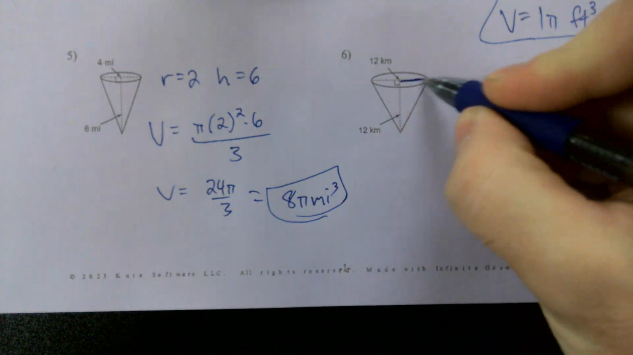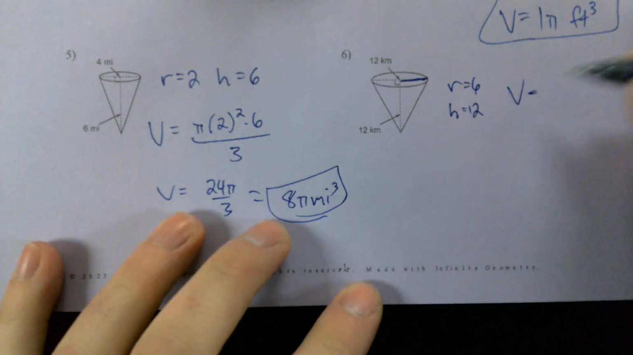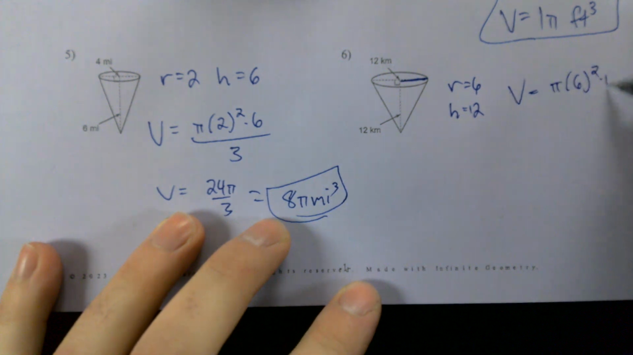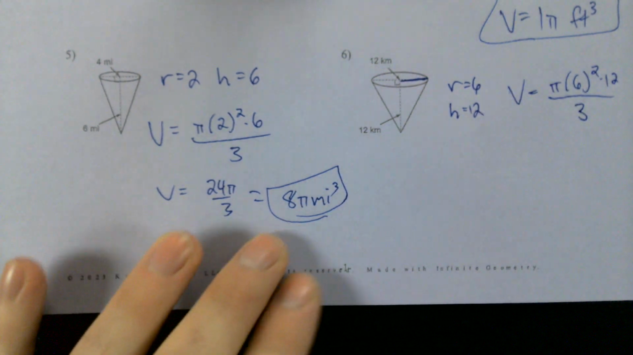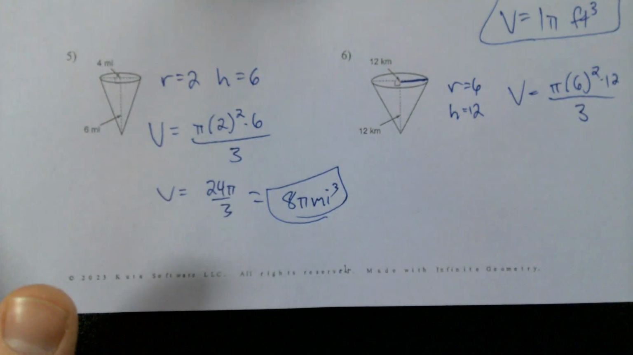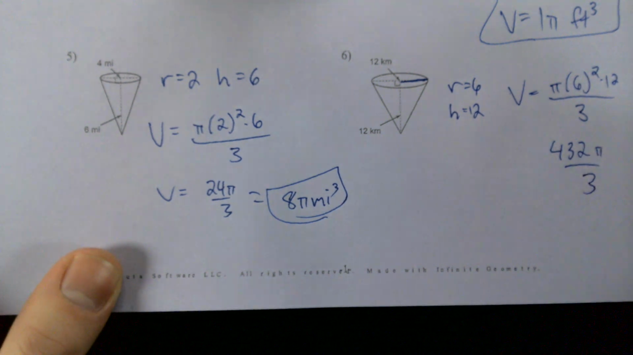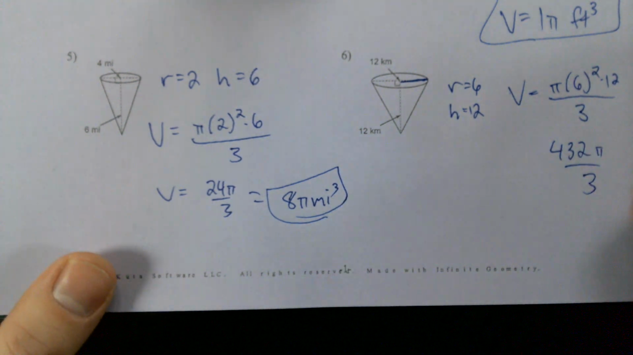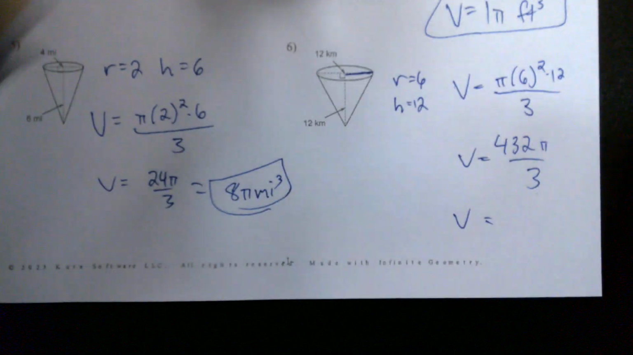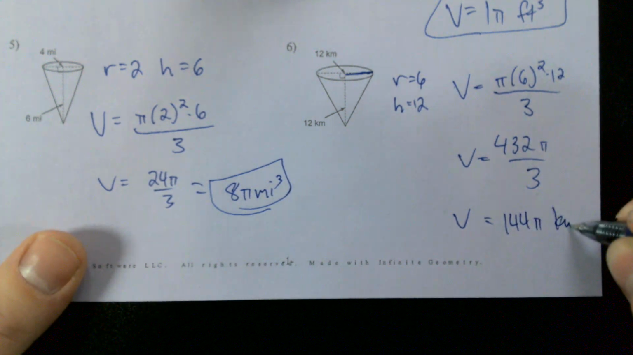Again, 12 is our diameter, so we're going to take half of that. R is 6. H is 12. V is equal to pi times 6 squared times 12 over 3. Let's figure out what 36 times 12 is real quick. Looks like 432 pi over 3. And if we divide that by 3, oh nice, we get a nice even answer of what? Anyone got this one? 144. 144, beautiful. Pi kilometers cubed.